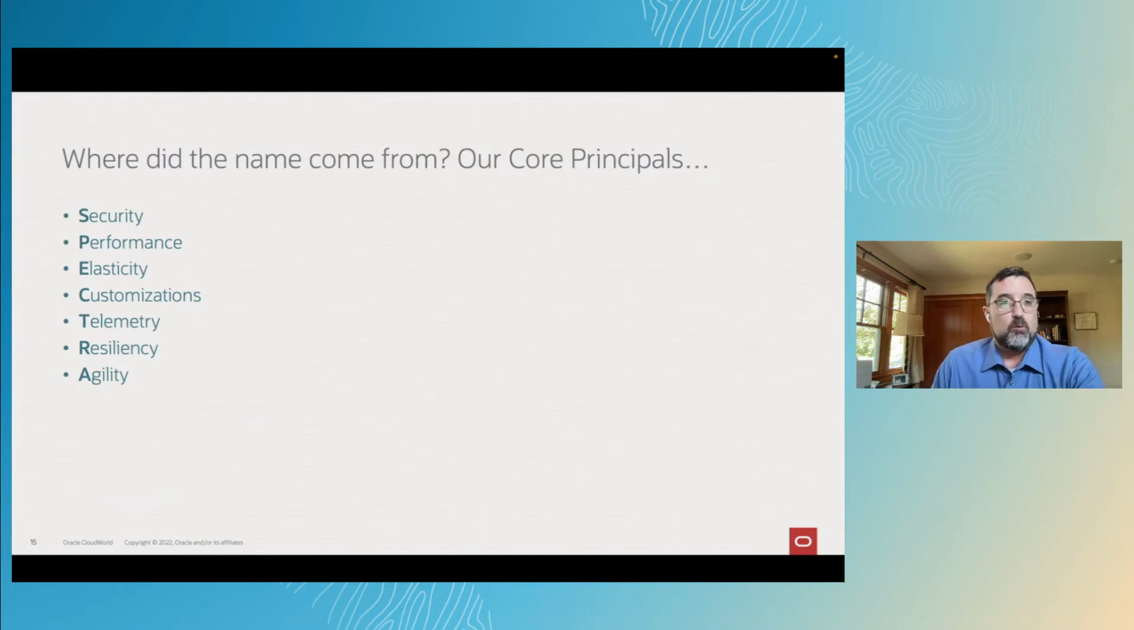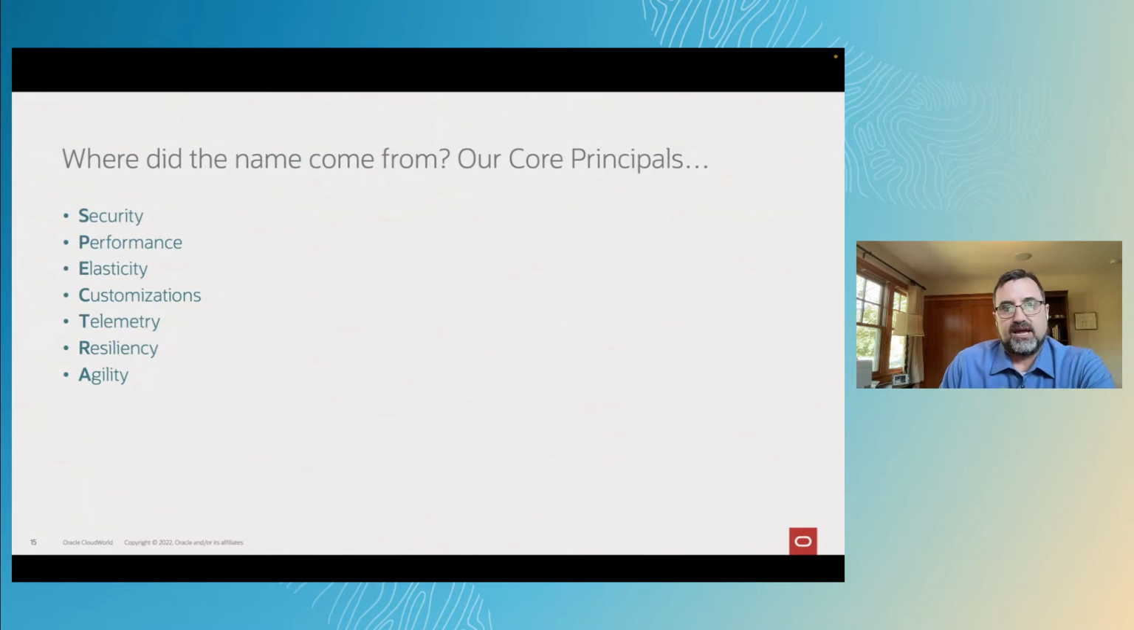And then we get to why did we call it Project Spectra? Again, that's a code name. We sat down at the beginning of this project and came up with some of the core principles we thought this effort needed to be, and we made an acronym out of them. I'll talk about each of these and how it's reflected in what we're building. Specifically, the principles that we thought were important to capture as part of Project Spectra were security, performance, elasticity, customizations, telemetry, resiliency, and agility.